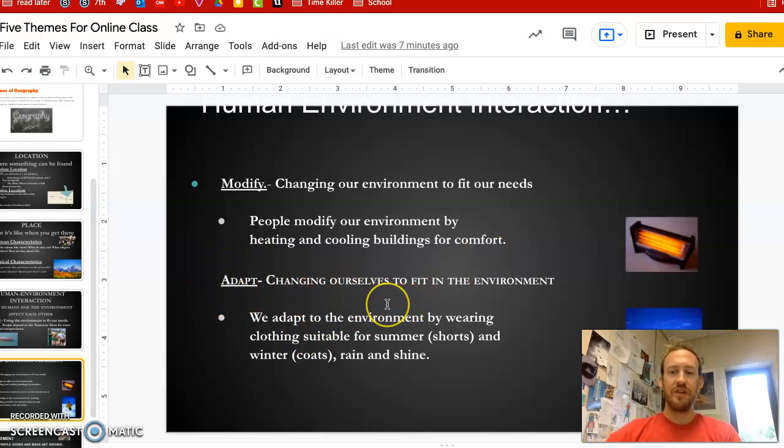Third subcategory for this is adapt. That is, how do we change ourselves to fit into the environment around us? So in the middle of winter, when I leave for work, I put on a nice thick warm jacket and hat and gloves. I change the way I dress to fit the environment that I live in, the winter cold. In the summer, I'm going to wear shorts and a t-shirt because that's how I can be comfortable in our environment. Things like that.